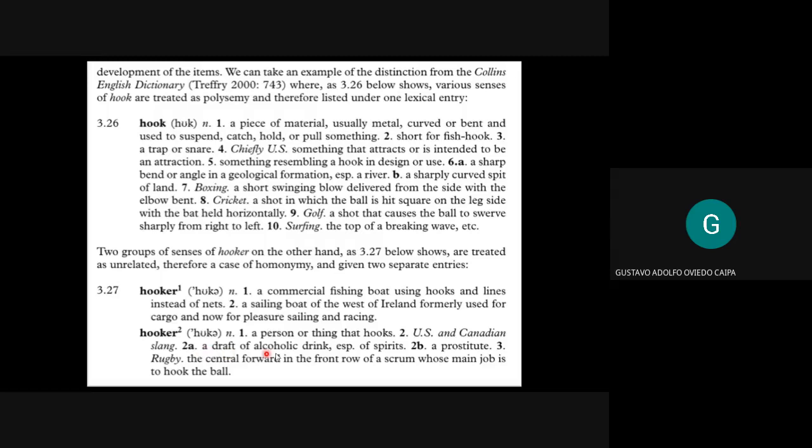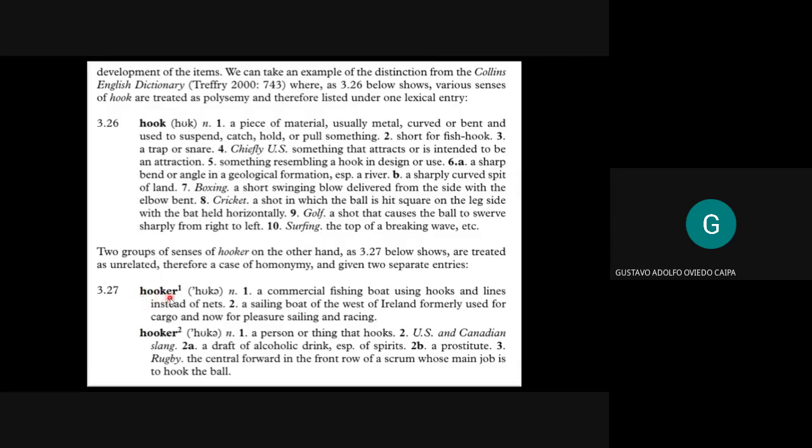A draft of alcoholic drink, a prostitute. In rugby, the central forward of the front row of a scrum whose main job is to hook the ball. So, in these two examples, the meanings of the word hooker and these other meanings of the word hooker were judged to be so different that they separated them. The people that made the dictionaries separated hooker 1 from hooker 2 because they judged that the meanings are so different that they don't belong together.